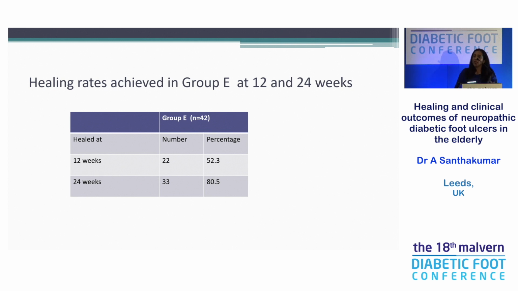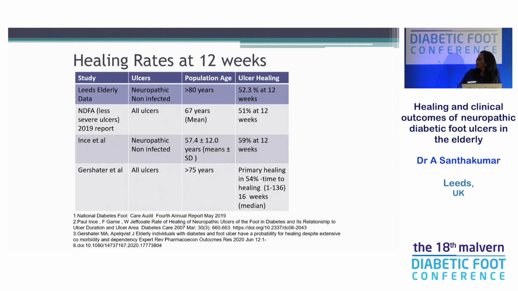So this is the healing rate that our elderly population managed to achieve. You can see just over 50% achieved healing at 12 weeks, with an impressive 80%, I think, at 24 weeks.